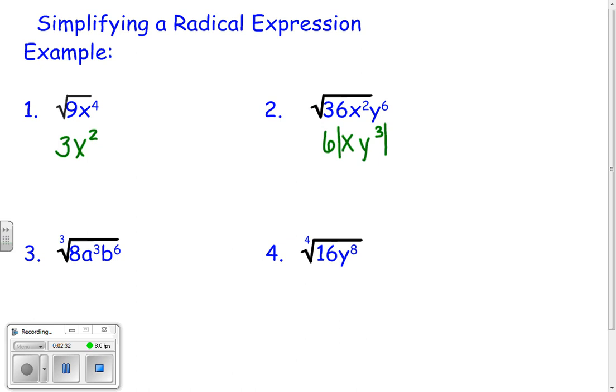In number 3, the cube root of 8 is 2. The cube root of a cubed is a, and the cube root of b to the sixth is b squared. You don't need absolute values here because even though you ended odd on the a, you started odd, so it doesn't matter. Number 4, the fourth root of 16 is 2, and the fourth root of y to the eighth is y squared.